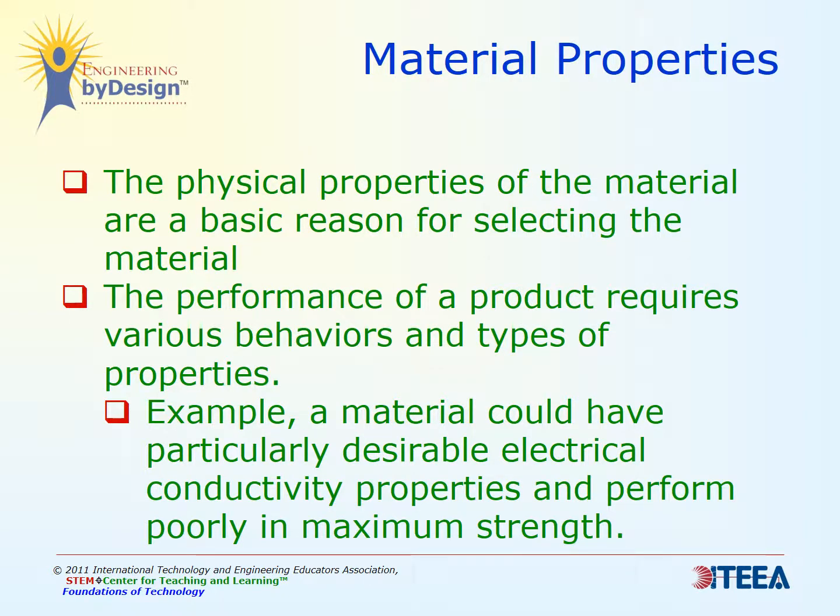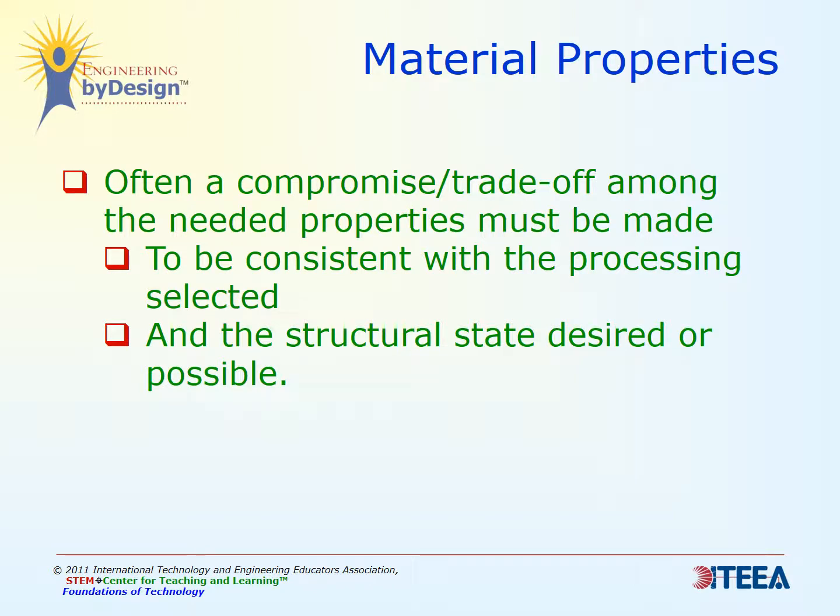Material properties. The physical properties of the material are a reason for selecting that material. You want to know what the performance of that product is going to yield. It's going to be based on the behavior and types of properties of the material that it's made of. For example, a material could have really good electrical conductivity properties, but it would perform poorly in maximum strength. So, a compromise or a trade off among the properties must be made.